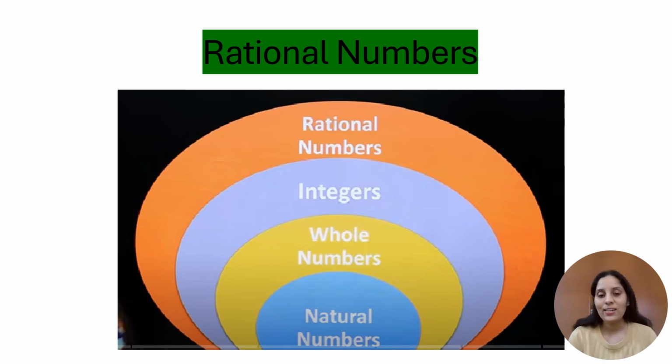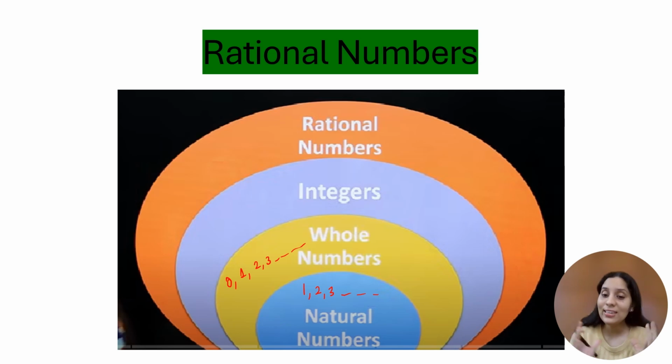So let's get started. Firstly, what are natural numbers? We start naturally when we start counting naturally. It starts from 1, 2, 3, 4. So natural numbers are the same: 1, 2, 3 and so on. Now coming to whole numbers. In whole numbers you can see it is 1, 2, 3, 4, but 0 is missing. So whole numbers start from 0, 1, 2, 3 and so on.